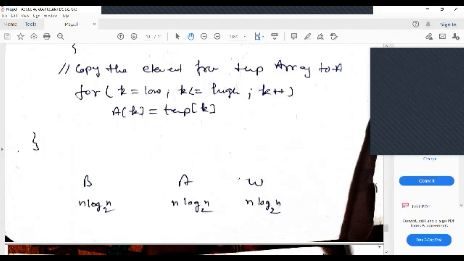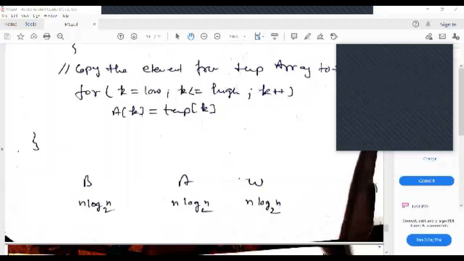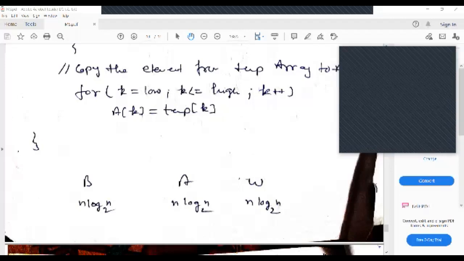ठीक है, almost 32 students have joined. Whether they are listening or not, I don't know. Okay, but make sure that you try to implement and understand the logic which I have dictated, because this will give you a thorough understanding of how this merge sort is working.